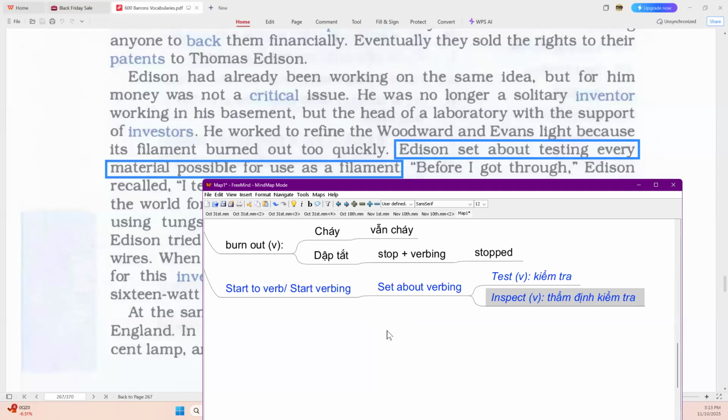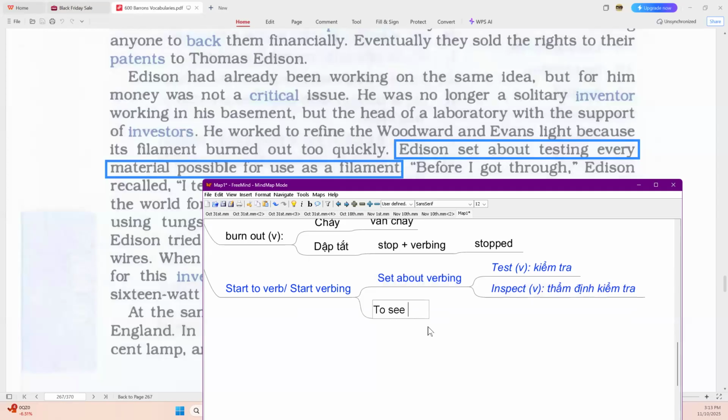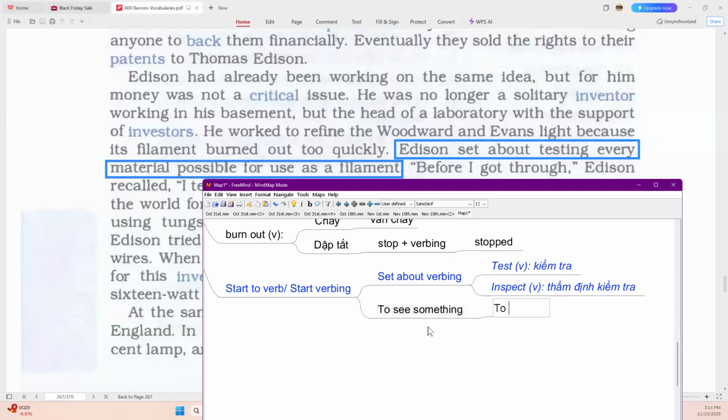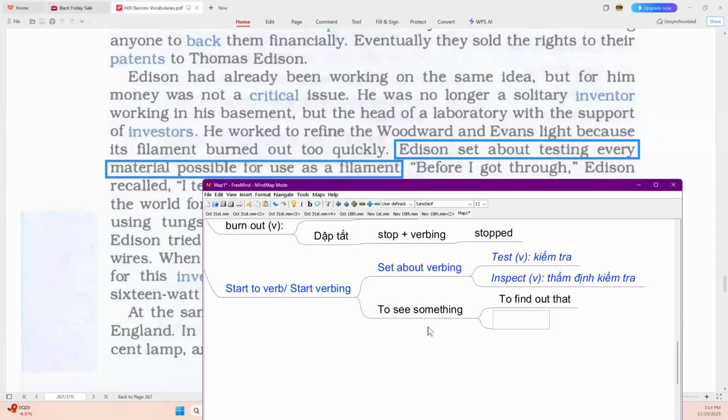Edison started inspecting all kinds of materials to see which could be used as a filament. To see which. Instead of using to see, to see something, to see that something is gonna happen, you can use the word like, để tìm ra, to find out. To find out that, to find out which. After find out, we can use the word about, and then after about, you use a noun here. So show me the sentence with these words. Let's go.